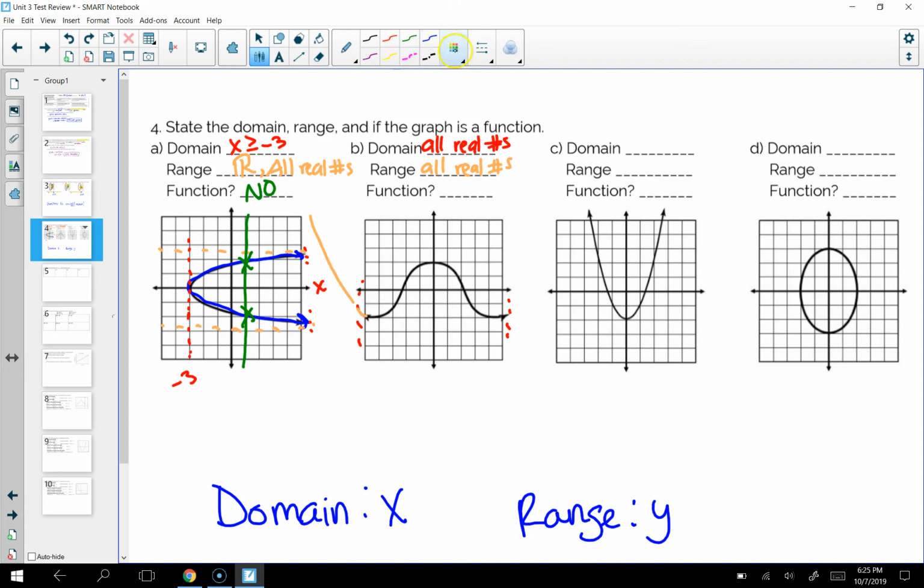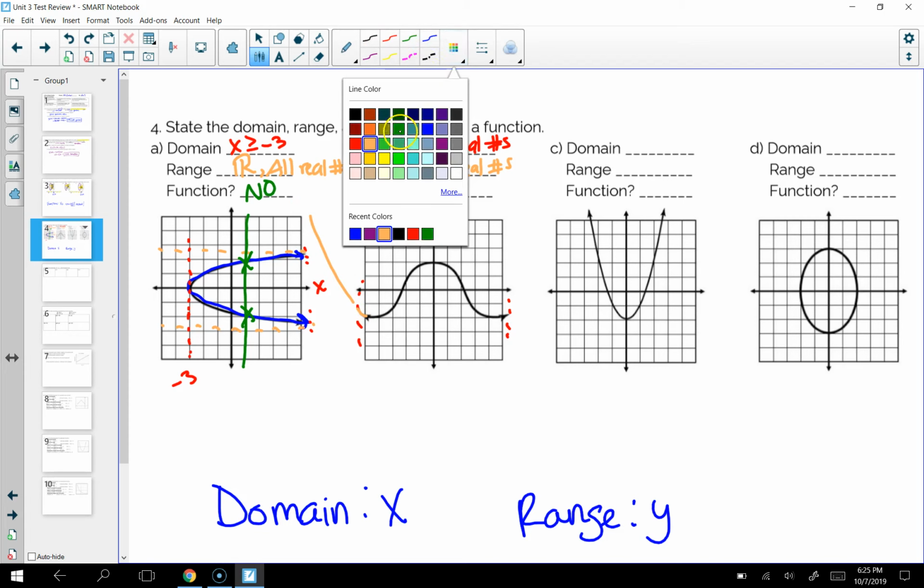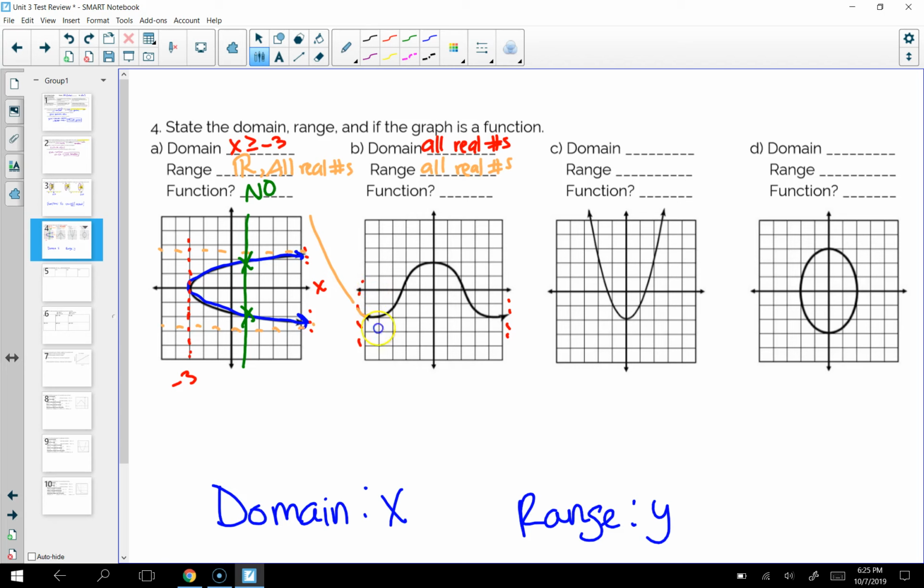Alright, is this a function? Can I draw a line anywhere and it crosses more than once? Well, no, it looks like it works. So this one is a function. This is yes.